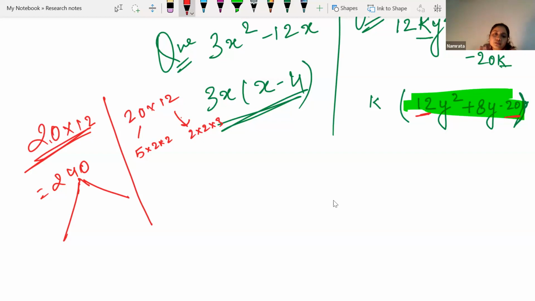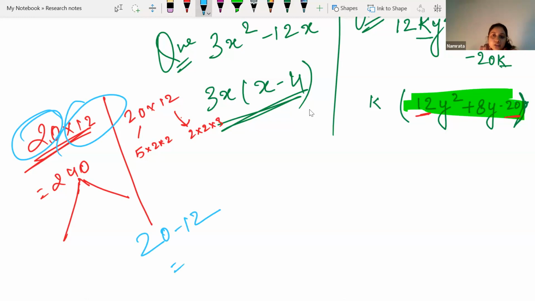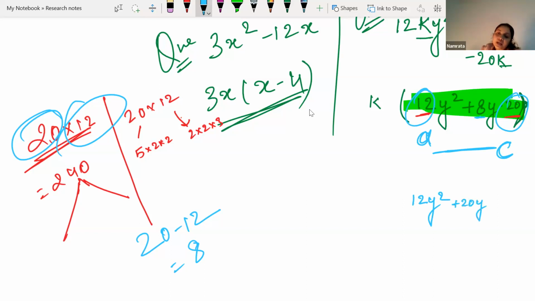So okay, 20 and 12 is only giving us 8. No need to think about any other thing. This 20 and 12 directly is giving us 8, right? We don't even have to break it and think about that. 20 minus 12 is 8, right? So when you multiply a and c, sometimes you can directly see that this is only giving us 8. So what we will be doing, 12y square, 20 and 12 is giving us 8, so plus 20y minus 12y minus 20. This is how we are breaking 8 with the help of 20 and 12.